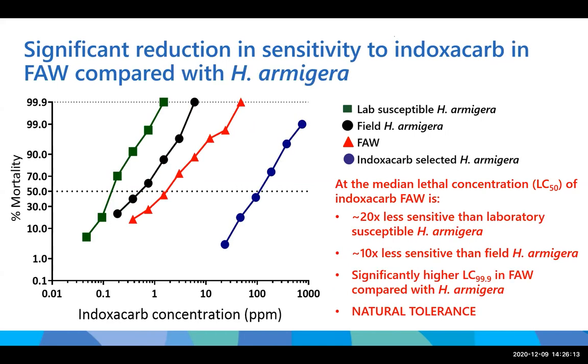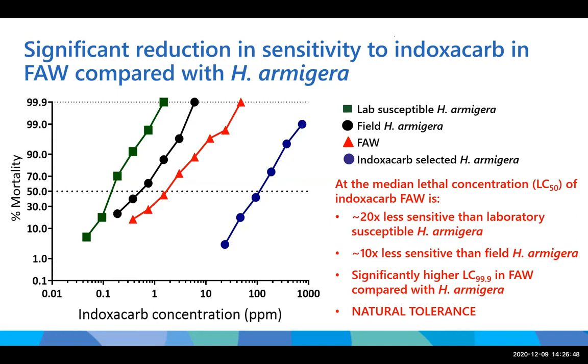Now the story with indoxacarb is a little bit different, because we found that fall armyworm did have a much higher level of insensitivity compared with the other selected groups that we looked at. It was actually on average about 20 times less sensitive than laboratory armyworm, and about 10 times less sensitive than field armyworm. And we also found there was a significantly lower kill at the top end of that dose range in fall armyworm. So in fact, the difference between the LC99.9 of field armyworm and fall armyworm was about 50-fold.